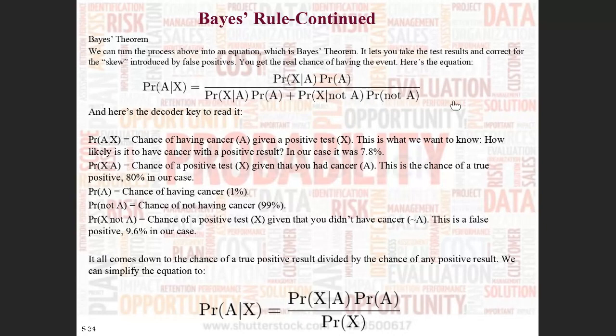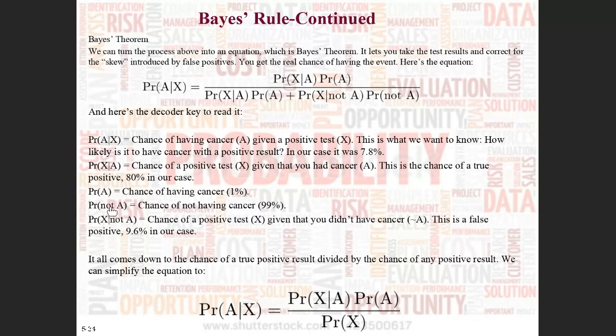So if we look at the key here, the probability of A given X is the chance of having cancer given a positive test X. This is what we want to know. So how likely is it to have cancer with a positive result? We figured it out in the previous slides. It was 7.8%. The probability of X given A is the chance of a true positive, 80% in this case. The probability of A is the chance of having cancer, 1%.